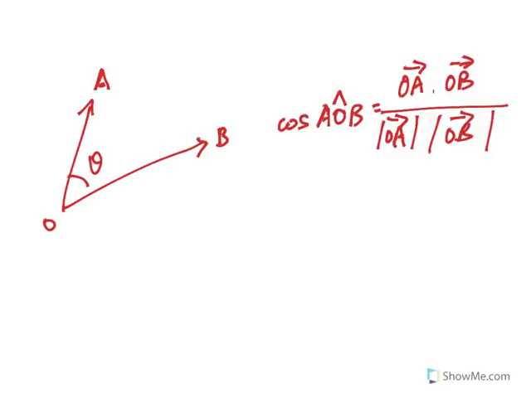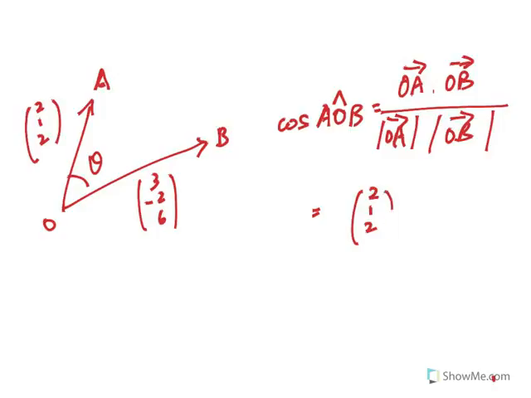Sorry, I wrote too fast. This one is easy, right? So all we need is OA. What is OA? OA is (2, 1, 2). What is OB? OB is (3, -2, 6), since P is 6. So easy. It's just very straightforward.